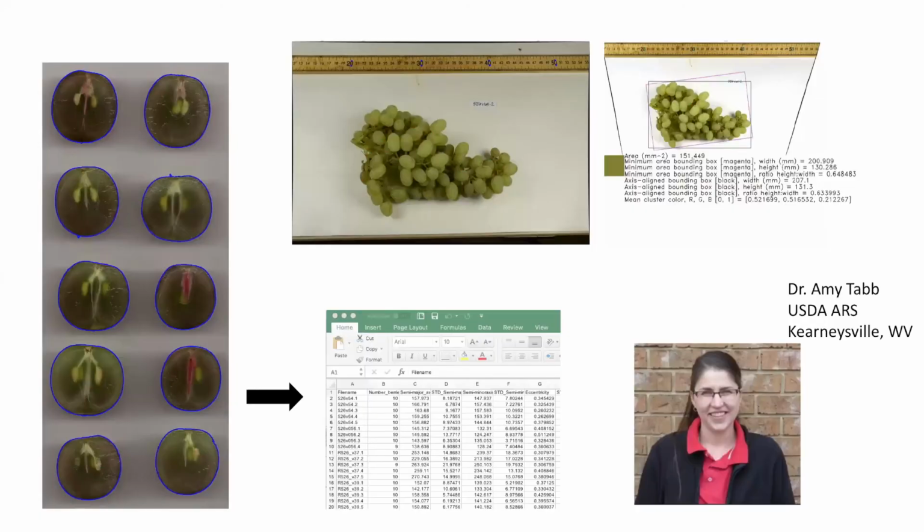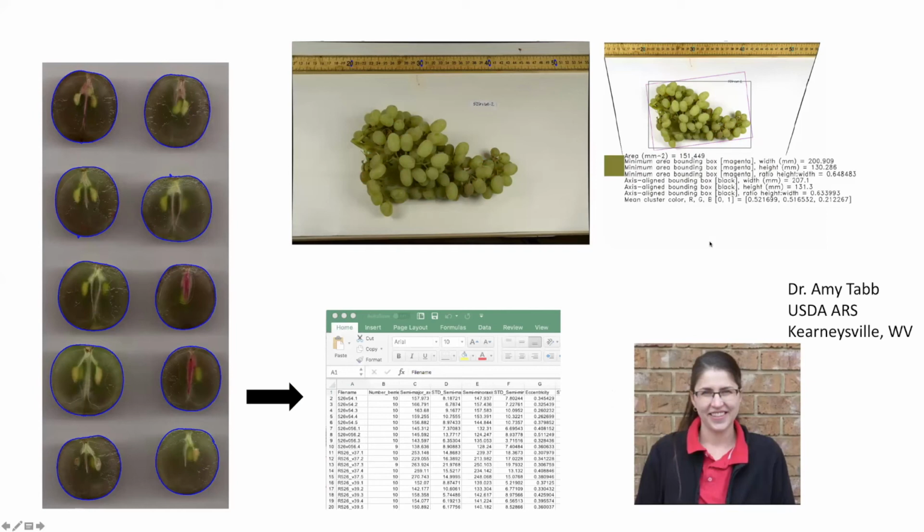So for the automation side, this is work being done by Amy Tabb at the USDA ARS in West Virginia. She's working with the scanned images and the 2D images of these clusters, and she's developing automated systems to be able to detect length, width, area. For the berries, she's also looking at things like eccentricity to say, okay, how round are these berries? Because as I said, for table grapes, berry shape also plays a role in consumer acceptance.